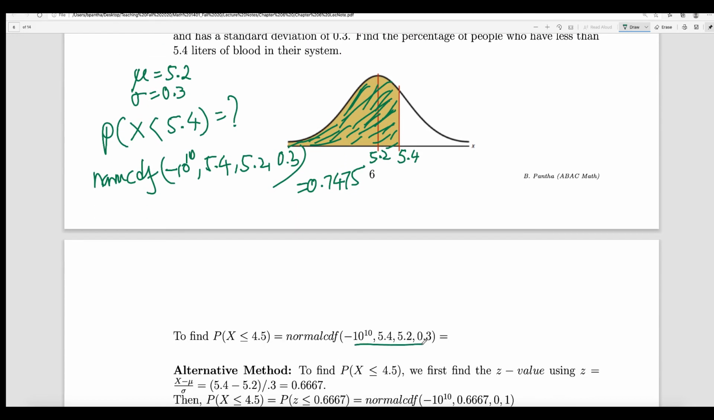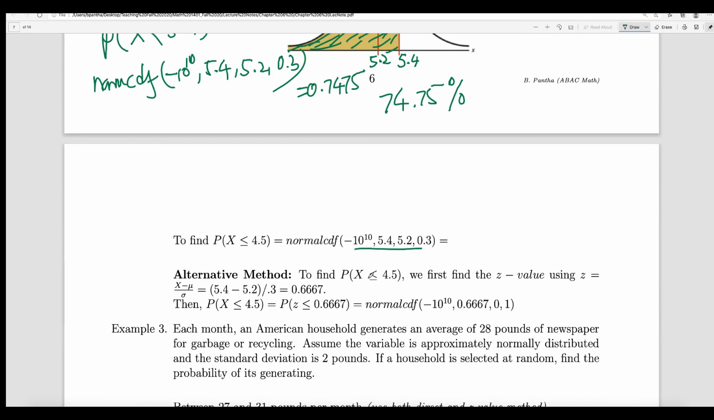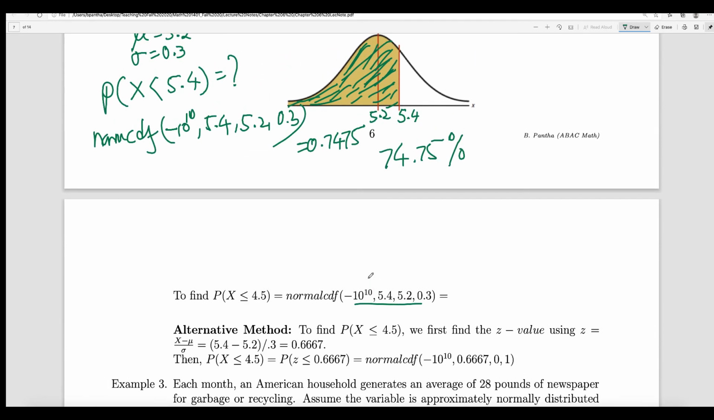See, this is what we do. 0.7475. Okay, now what is the percentage? That is 74.75%, right? If you want to write it in terms of percentage, you move the decimal two digits to the right. This is the straightforward way. Now, how about changing that into the G value? By the way, there is a problem here. This is not 4.5. This should be 5.4. This is a typo. 5.4.